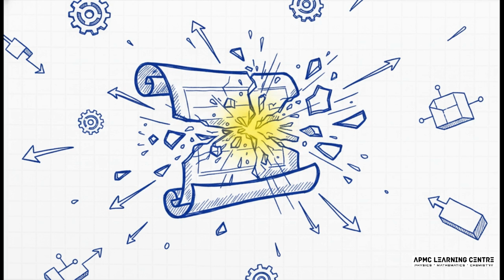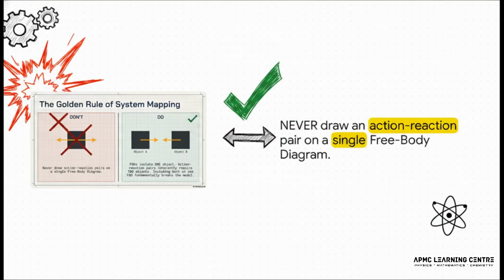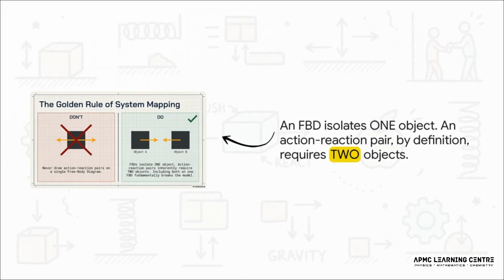Now, when you start building these blueprints for yourself, there is one golden rule. And it's so fundamental that if you break it, the whole model just completely falls apart. And here it is. You must never, ever draw a Newton's third law action-reaction pair on the same free body diagram. It is without a doubt the single biggest mistake people make, because it completely violates the entire purpose of the tool itself.